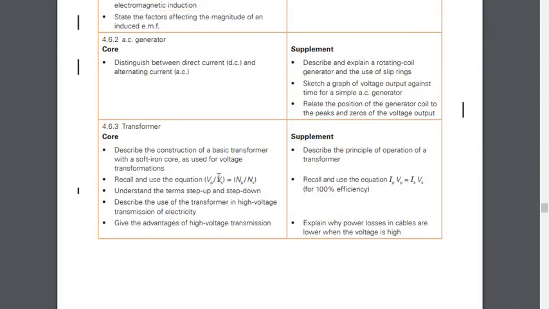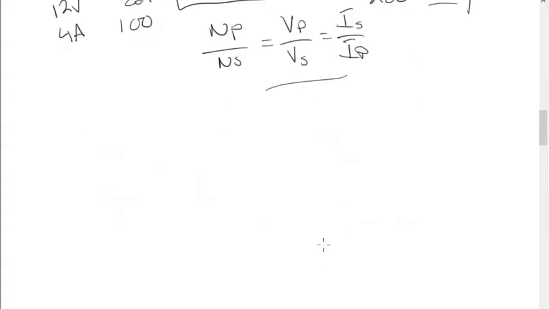Recall and use the equation VP by VS equal to NP by NS. You understood this. Recall the equation IP VP is equal to IS VS for 100% efficiency. Understand the term step up and step down. Describe the use of transformers in high voltage transmission and give advantages of this and why power losses in cables are lower when the voltage is high. Alright, so we just have a little bit left.